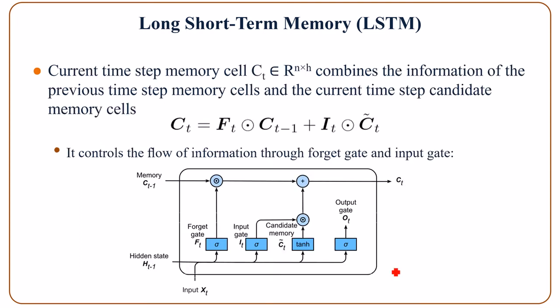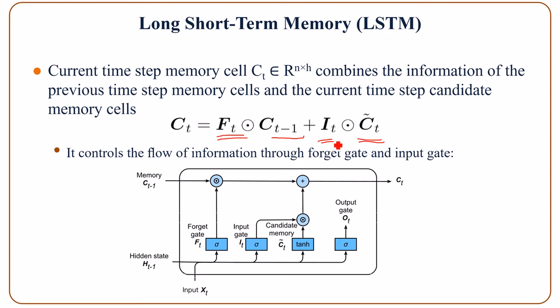Then finally, the current time step memory cell C at time t combines the information of the previous time step memory cell, which is controlled by the forget gate at time t, and the current time step candidate memory cell C tilde at time t, controlled by the input gate at time t.